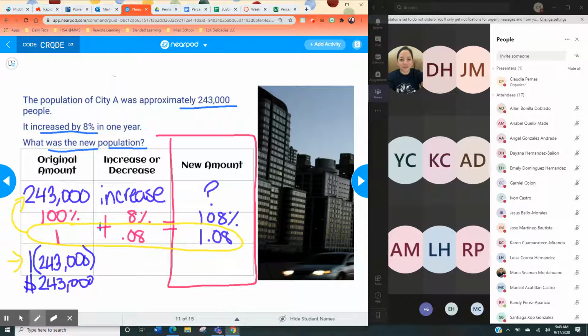When I do my increase and my decrease, I'm going to multiply 0.08 times 243,000. And can someone tell me what that gives them?